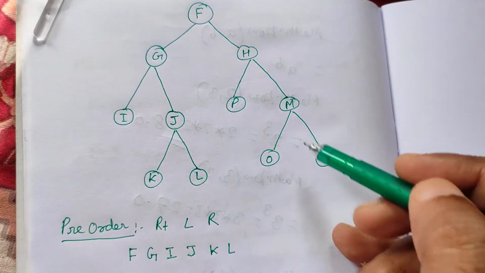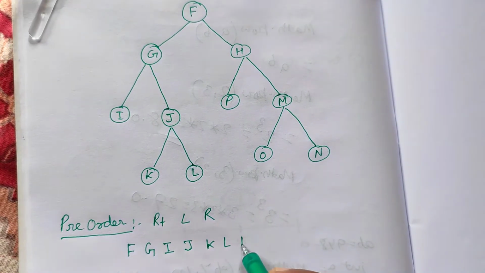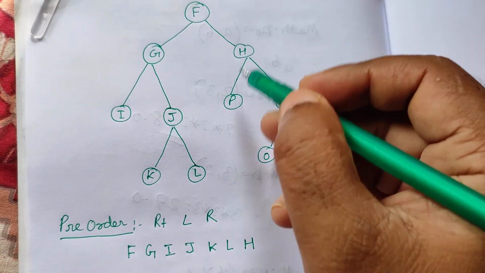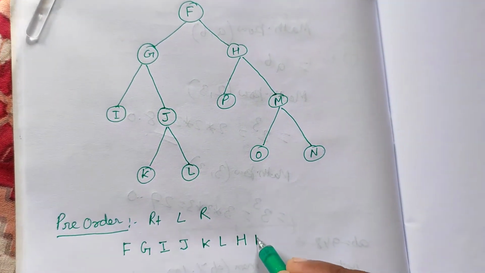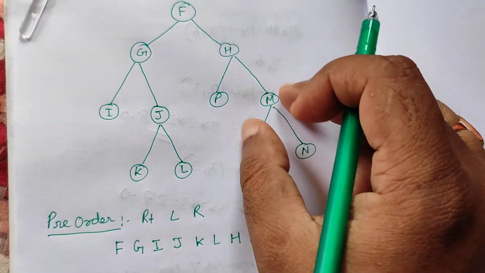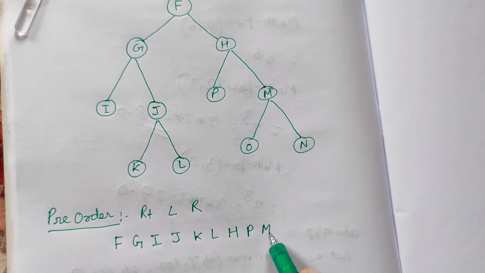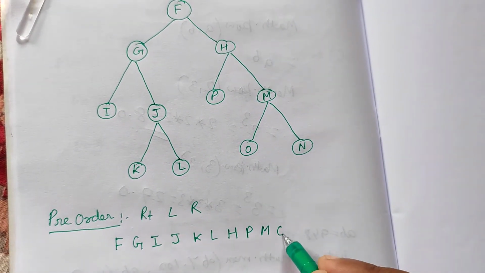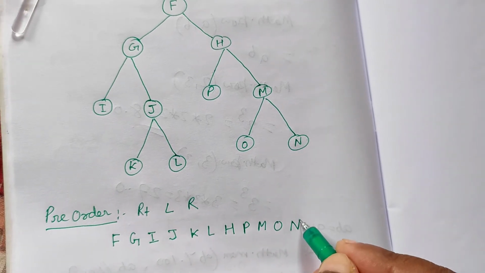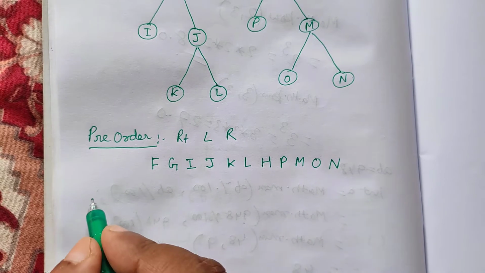Now we will go to right part. In right part this is our root H. Then left we will go, that is P. Then right we will go. This is our right part of H, but M is our root, so we write M. Then left of M is O, and the right N. That is our pre-order. Next, in order.